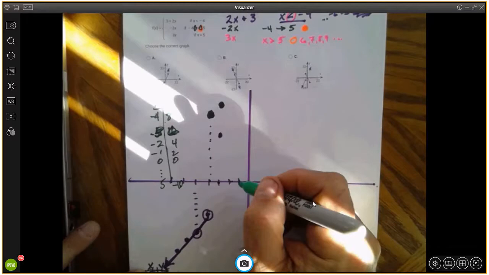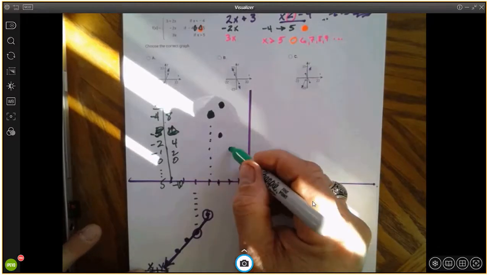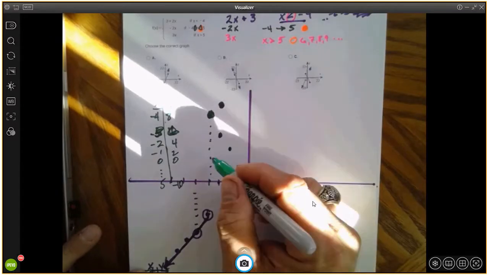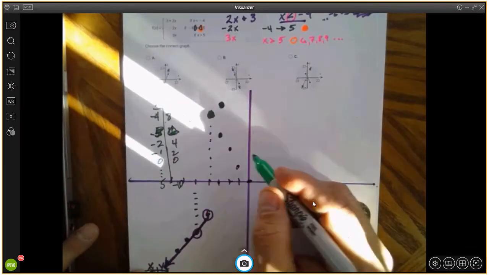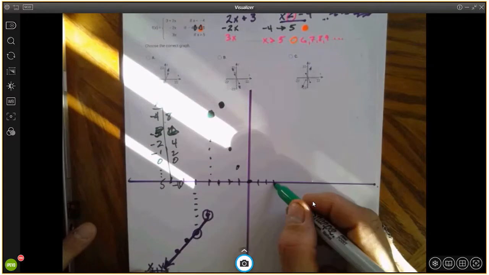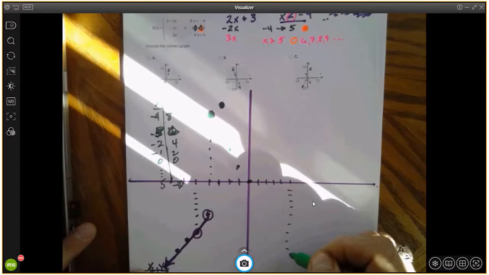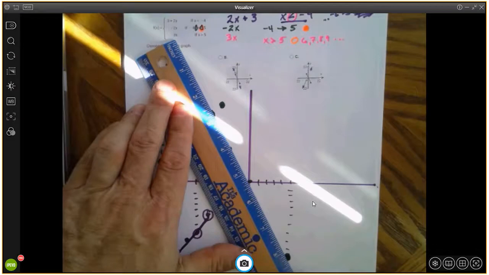-2, positive 4. 1, 2, 3, 4. And -1, 2. 0, 0. And I'm going to go ahead and go to 5 and -10. 1, 2, 3, 4, 5. And 1, 2, 3, 4, 5, 6, 7, 8, 9, 10. And that gets an open circle, a closed circle. And here is the line that goes with that middle part.